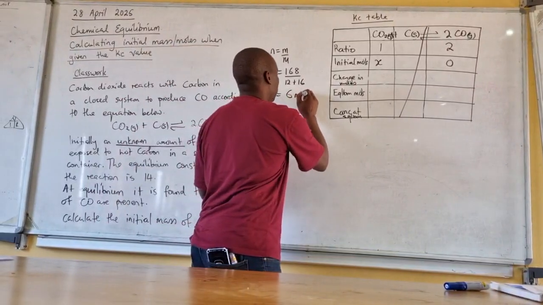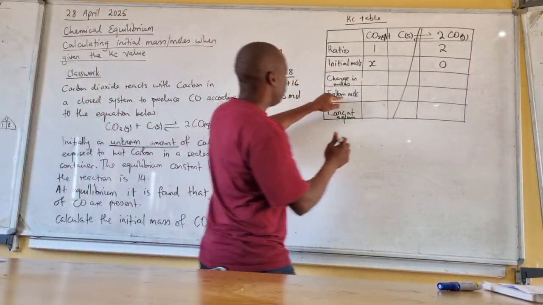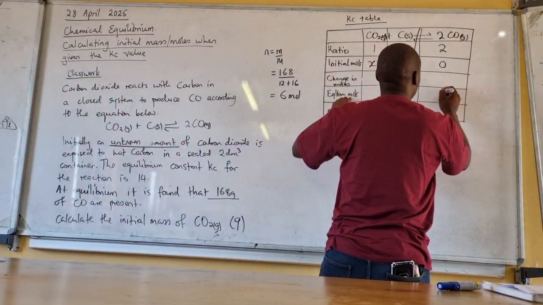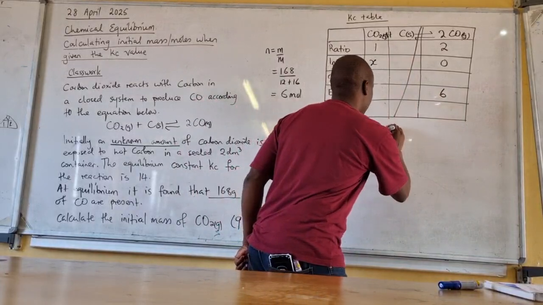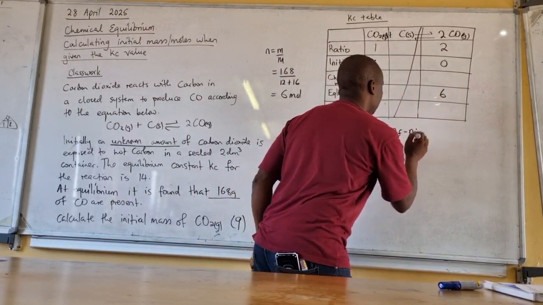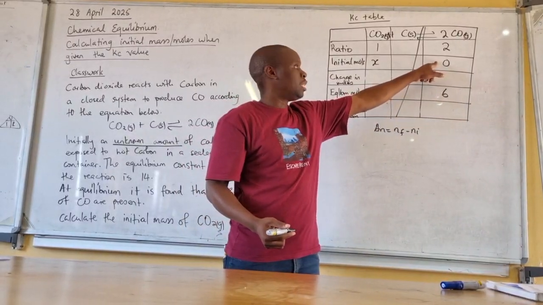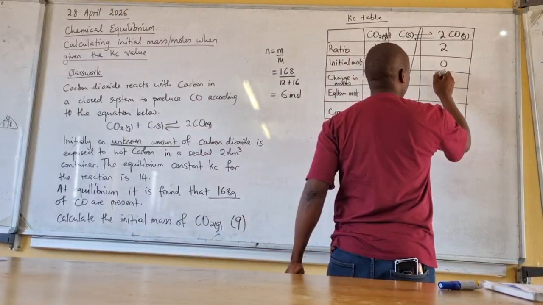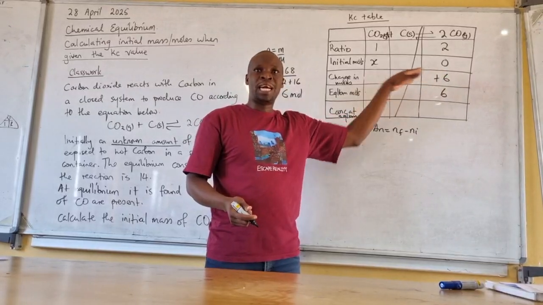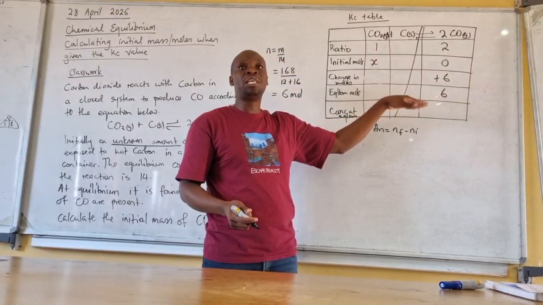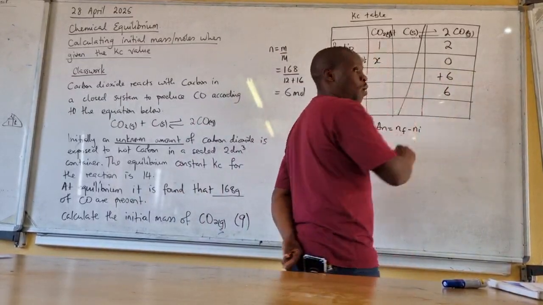The number of moles of carbon monoxide at equilibrium. Equilibrium moles of carbon monoxide, 6 moles. Our change, delta N equals N final minus N initial. The final number of moles is 6, initial number of moles 0, so 6 minus 0 will give us positive 6. Like I always say, make sure you put the sign of the change, whether it's positively changing or negatively changing. Right? We now have the change of one substance.